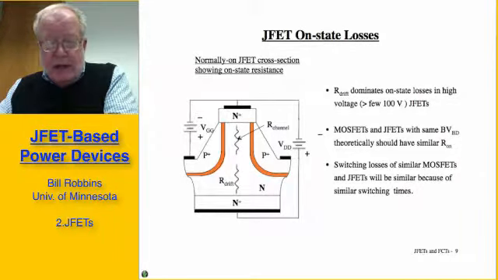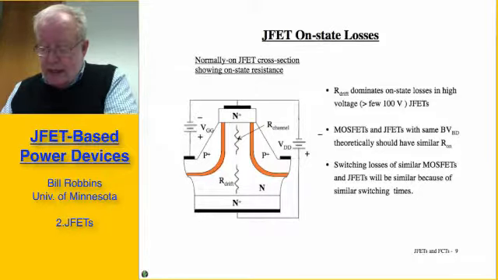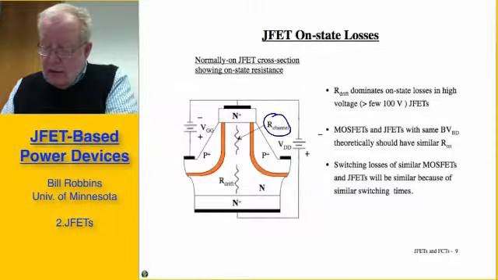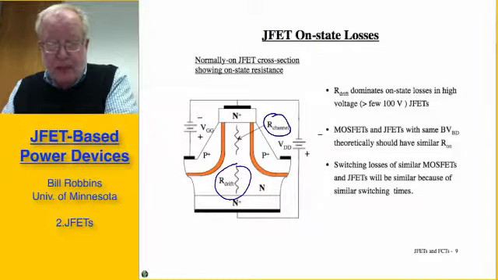The next consideration is the on-state losses of a JFET. Here I show the cross-sectional view of the JFET, and the two principal components of the on-state losses are the drift region resistance here and the channel resistance. If we exceed about a few hundred volts ratings in the JFET, then the drift region resistance is the dominant component of the on-state losses. And this is very similar to that of the MOSFET.